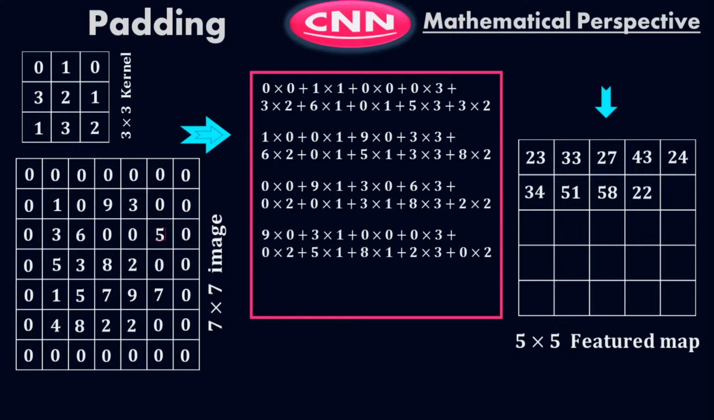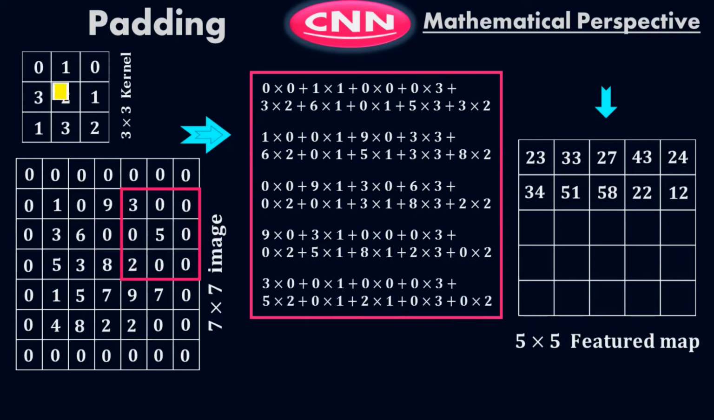And then leave the fourth column, pick this 3 by 3 matrix, take the product with the kernel, you will get 12 value. 3 times 0 plus 0 times 1 plus 0 times 0 plus 0 times 3 plus 5 times 2 plus 0 times 1 plus 2 times 1 plus 0 times 3 plus 0 times 2. When you simplify this expression, do all the multiplications and additions, at the end you will get 12 value. This is the 8th pixel point of the feature map. So we are on the way to get all the pixel values of the feature map.